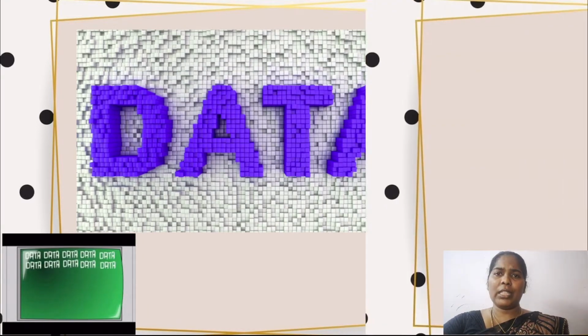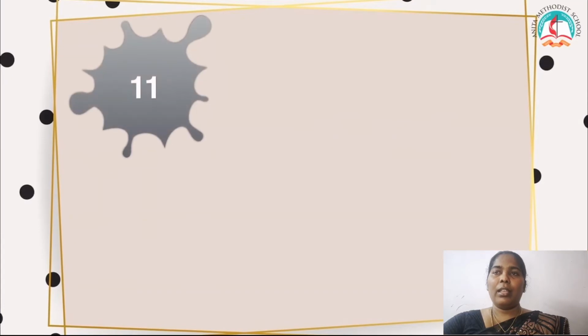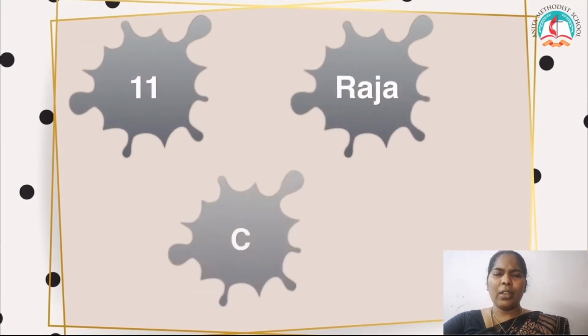For example, what is this? 11, Raja and C. When I look at this image, can you get any detail about this? No. It's like 11, Raja and C. It doesn't give any detailed information to the user. So, this is called data. So, getting data from the user.